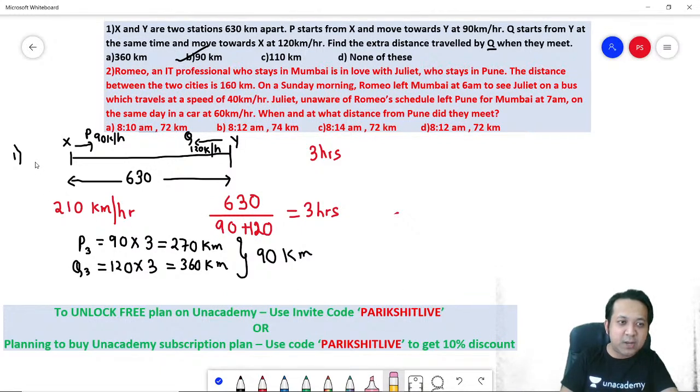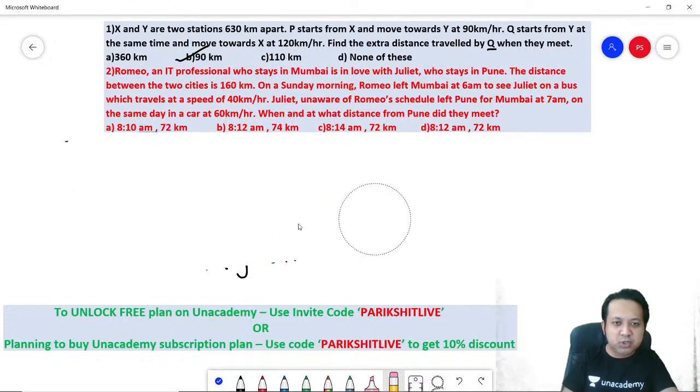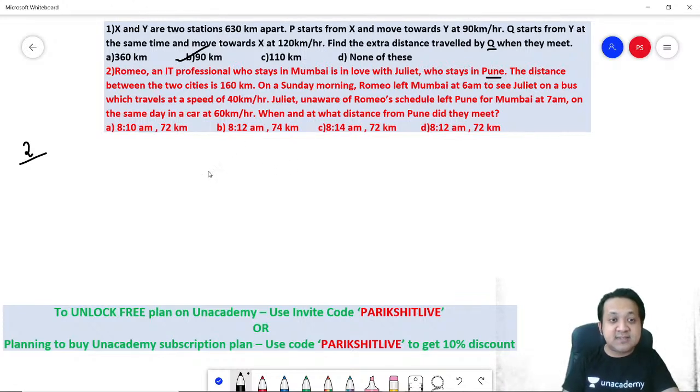Let's look at question number 2. Romeo, an IT professional who stays in Mumbai, is in love with Juliet, who stays in Pune. The distance between the two cities is 160 kilometers.